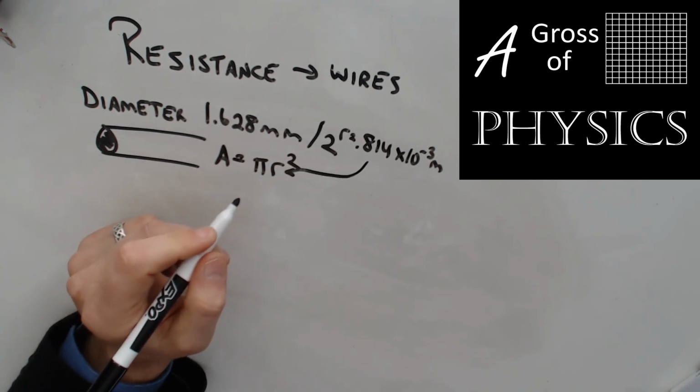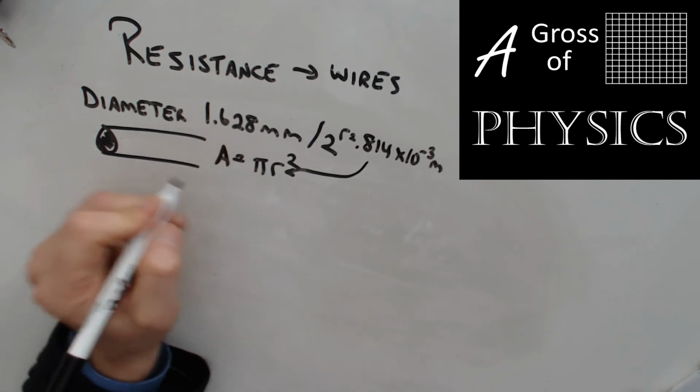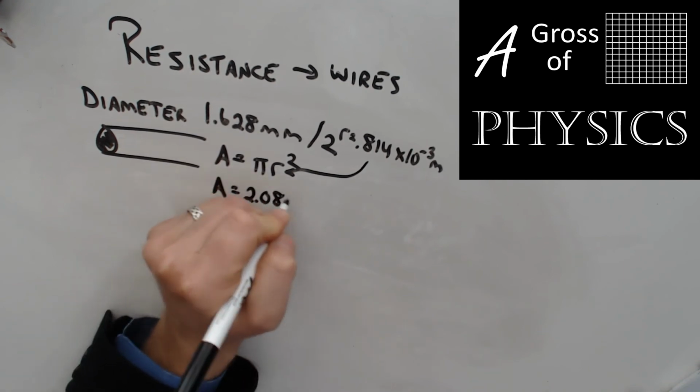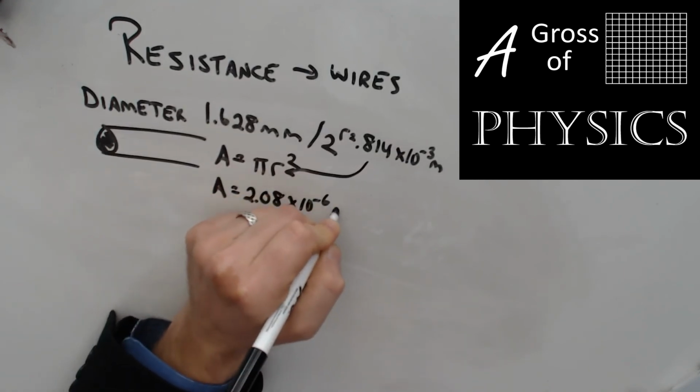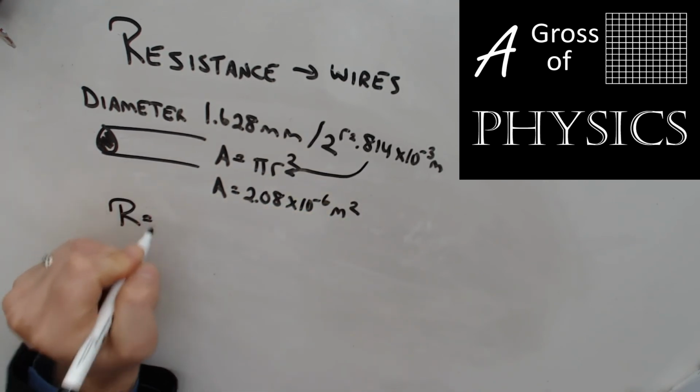That's the number I'm going to plug into the r squared. So it's 3.14 times 0.814 e negative 3 squared. And I get for the cross-sectional area 2.08 times 10 to the negative 6 square meters. Very small value. Now my R equals rho L over A equation.